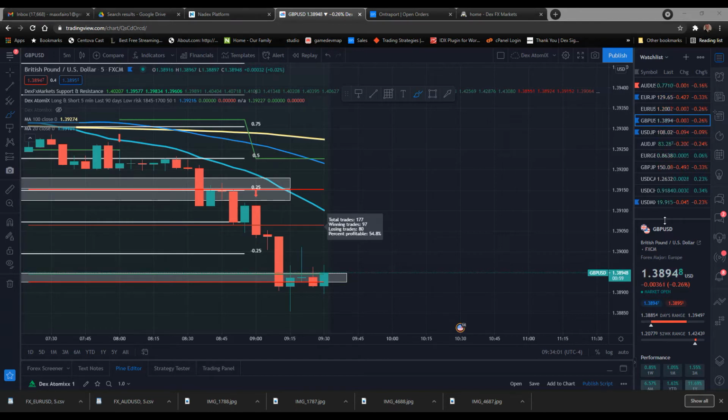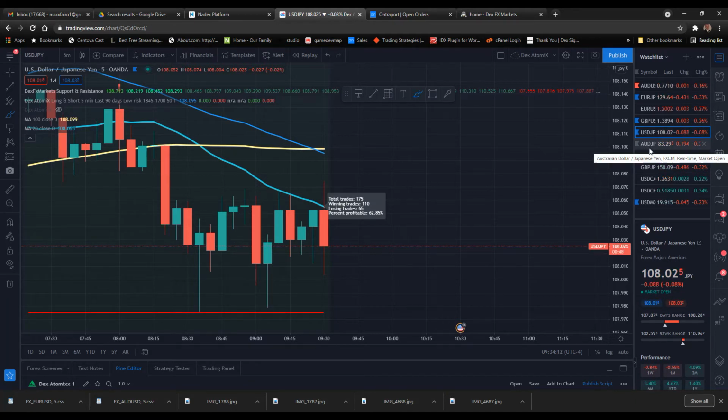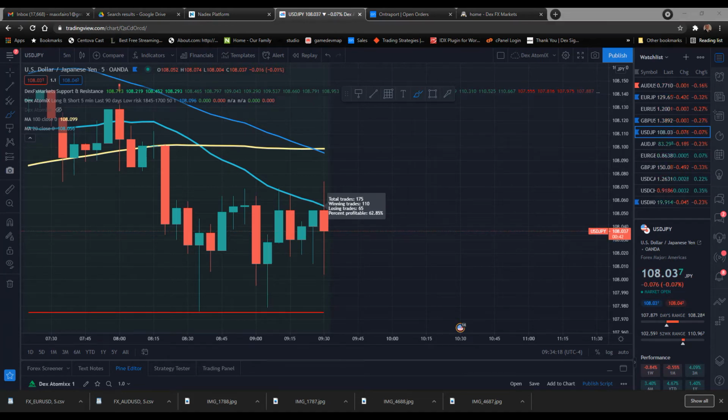Otherwise, the other ones are okay. I tend to lean towards the majors. Yeah, normally I do as well. I like the Euro USD. I am a fan of the Great Britain Pound JPY.